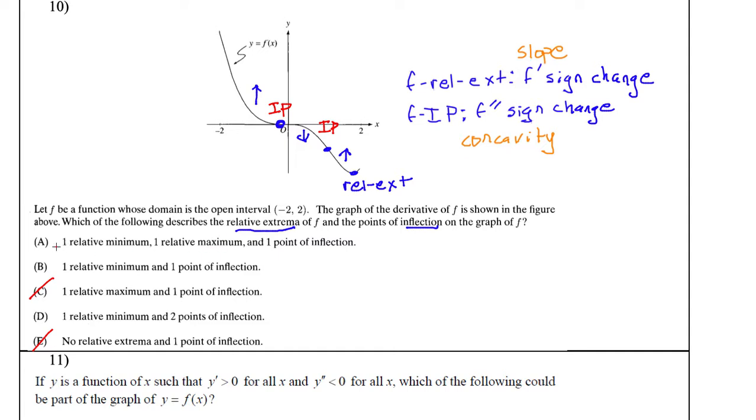This one has one maximum. I don't know what it's talking about there. Nope. 1 point of inflection, 2 points of inflection. It should have 2 points of inflection. On to number 11.